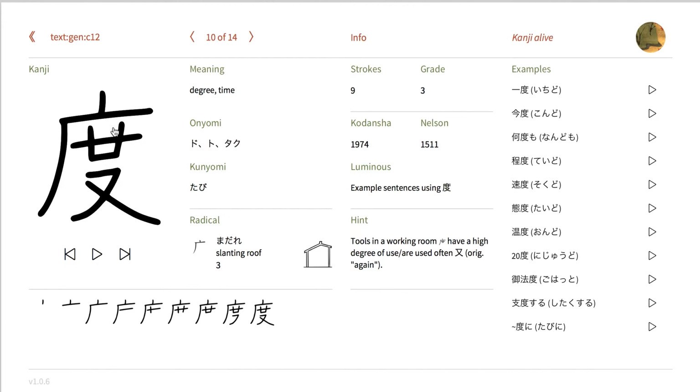This is the kanji for do. We came across this in lesson 12 when we were talking about degrees of temperature. It can be degrees of temperature, but it can also indicate time as well. So the onyomi do or to or taku. Kunyomi is tabi. The radical is the madare, the slanting roof. The hint, tools in a working room have a high degree of use, are often used. Okay, great.